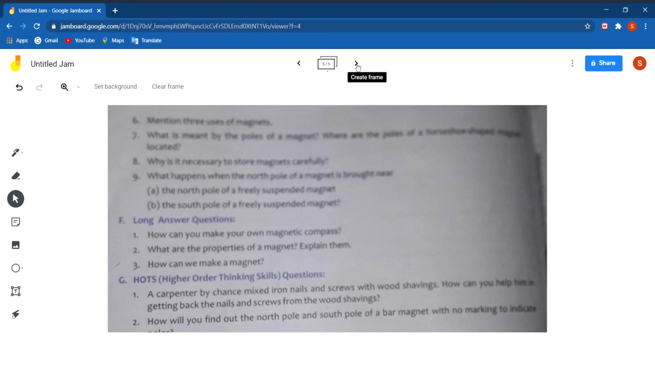Then how can you find out the north pole and south pole of a bar magnet with no marking to indicate its poles? You will hang this magnet and you will see that it always rests in the north-south direction. When it comes to rest, the end of the magnet towards geographical north is the north pole, and the end towards geographical south is the south pole. This is how you will find out the north pole and south pole of a bar magnet.